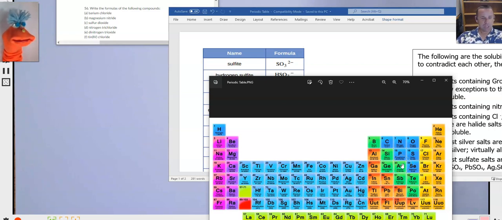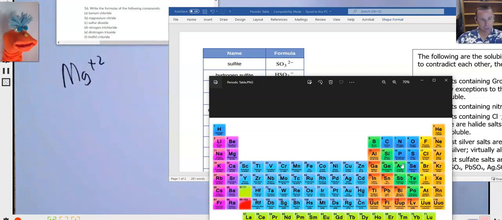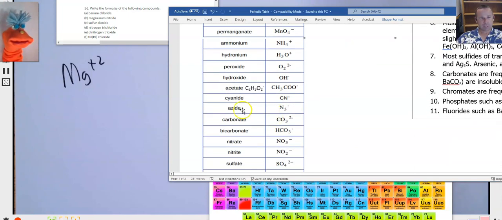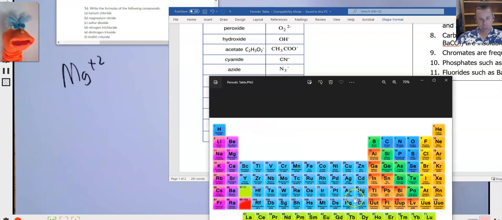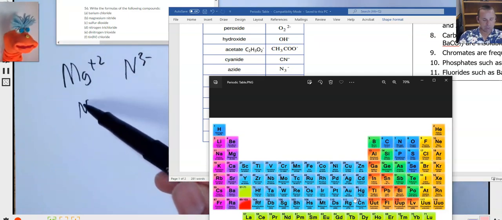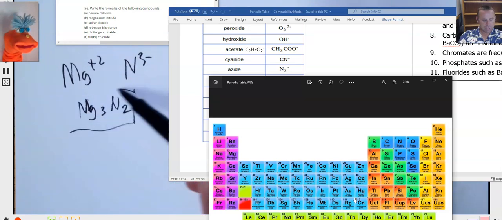Magnesium nitride. Okay, magnesium. All right, we know that's a +2 ion by now. Yep, its location on the periodic table tells us. Nitride. Is that a polyatomic ion? I don't think so. Let's take a look though. All right. All we have for nitrogens is the azide. That's interesting. Nitrite and nitrate, but not nitride. So that means it's just nitrogen. Right. And nitrogen forms a -3 charge. That's right. So is it Mg3N2? Very good. Mg3N2, magnesium nitride.